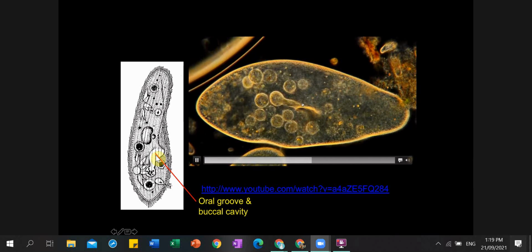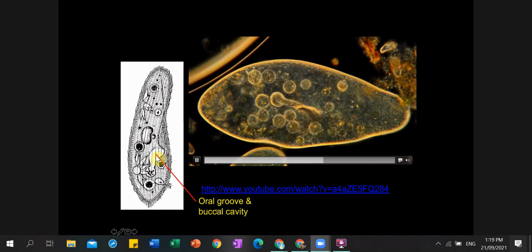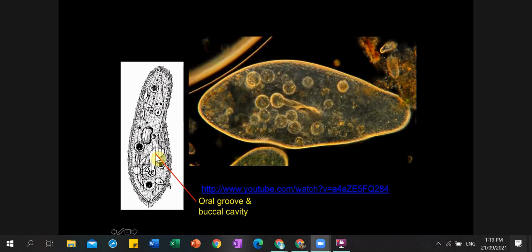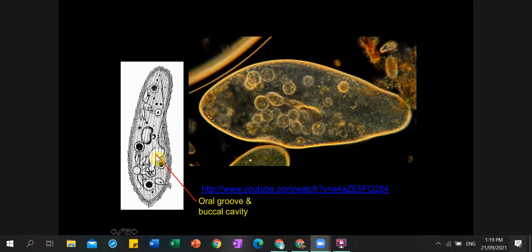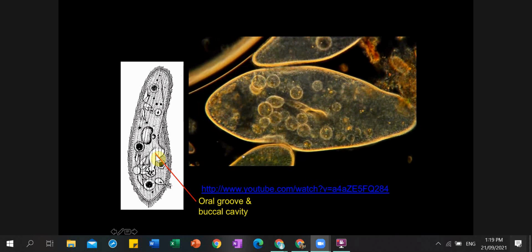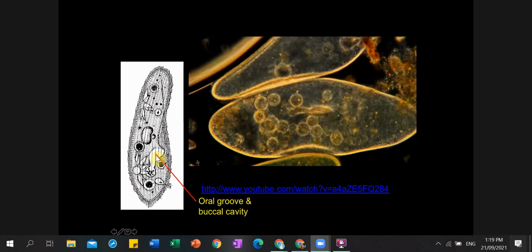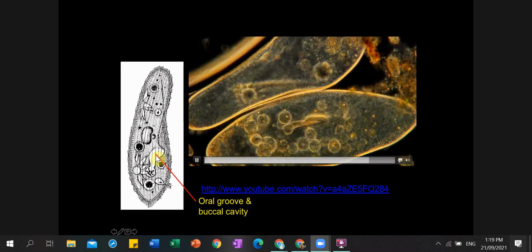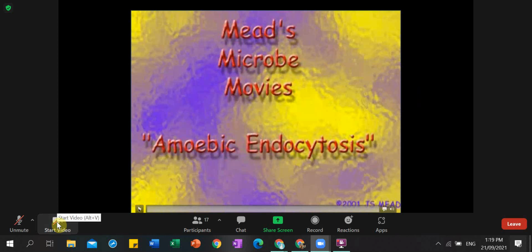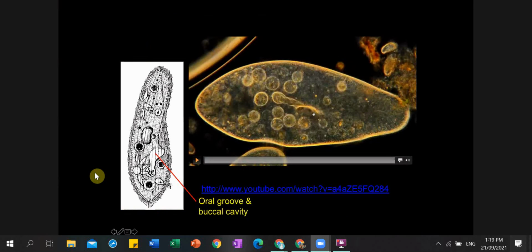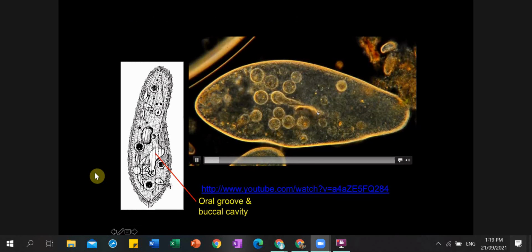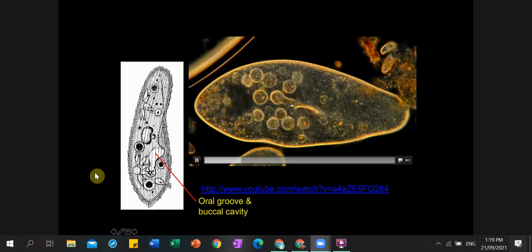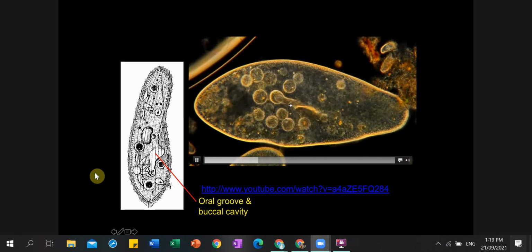So the area here is equivalent to the oral groove and buccal cavity. Okay, at the base of the buccal cavity, there's something that keeps forming, and these are the food vacuoles. So if you see something moving here, right? So what is it? Anyone knows?